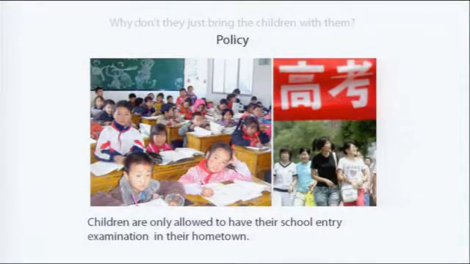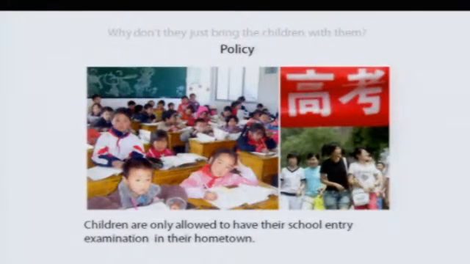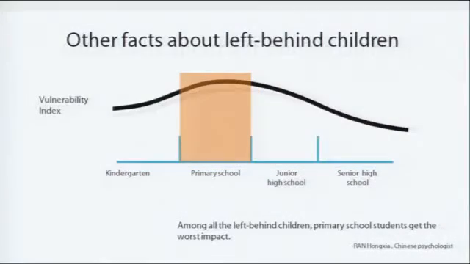Another problem is policy. Children are only allowed to take their school entry examination in their hometown, so their parents have to pay an extra fee for choosing schools in cities. That's why they didn't bring their children with them to city jobs. And there are some other facts about the left-behind children here.